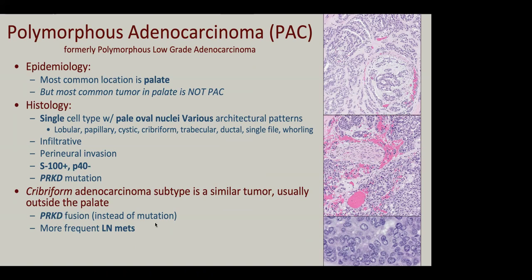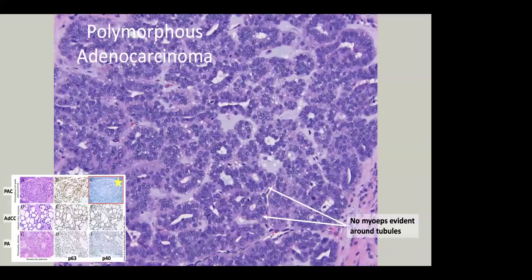PRKD fusions and mutations, as we said, can be present in either the polymorphous or so-called cribriform subtype. The ones that are outside the palate have been referred to as the cribriform subtype, but honestly, I think this is more of a spectrum than was previously thought, and I'm not sure that polymorphous and cribriform are actually distinguishable, but if you read the WHO, that's what you'll read.